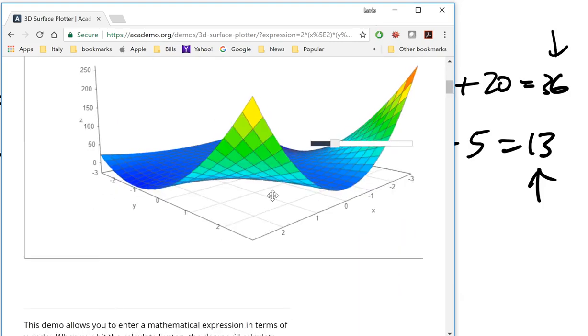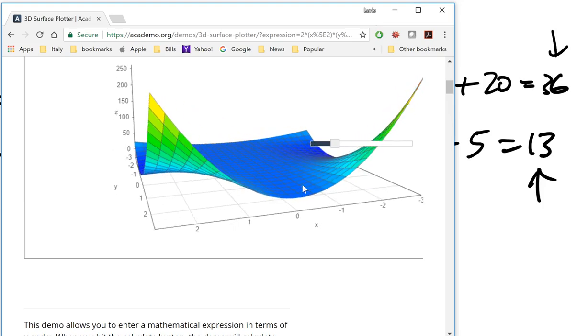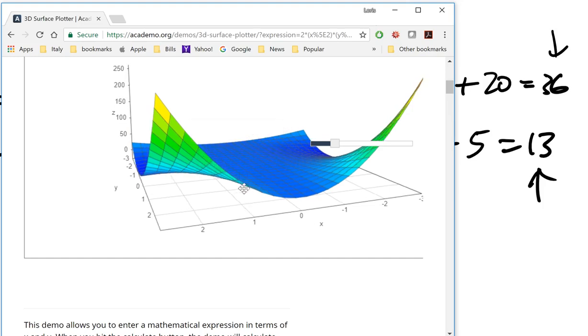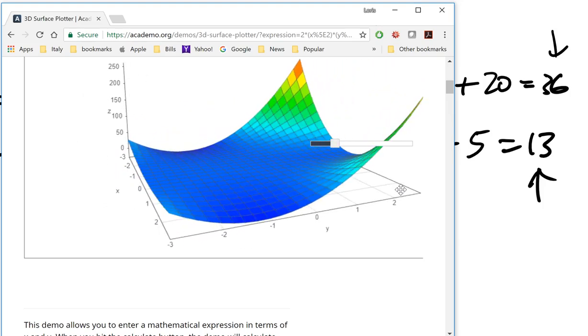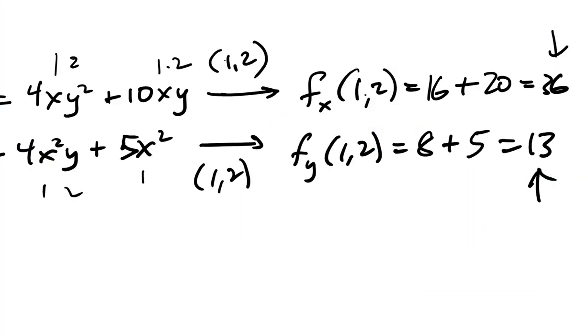Yeah, so in the strict x direction, at 1, 2, which was right here, it was pretty steep, but in the y direction, it's not really steep at all. It's somewhat, but not as much. So that's what we got. So let's do another one of these.